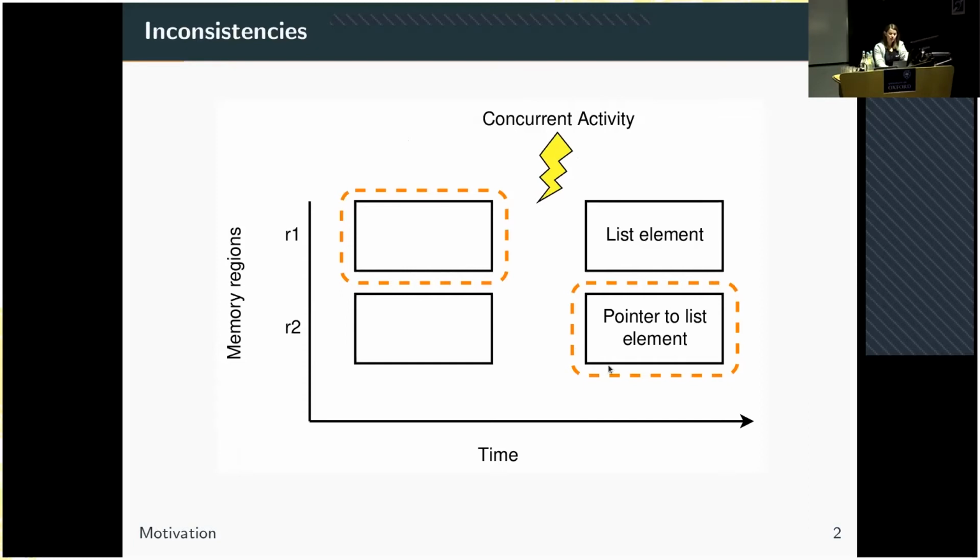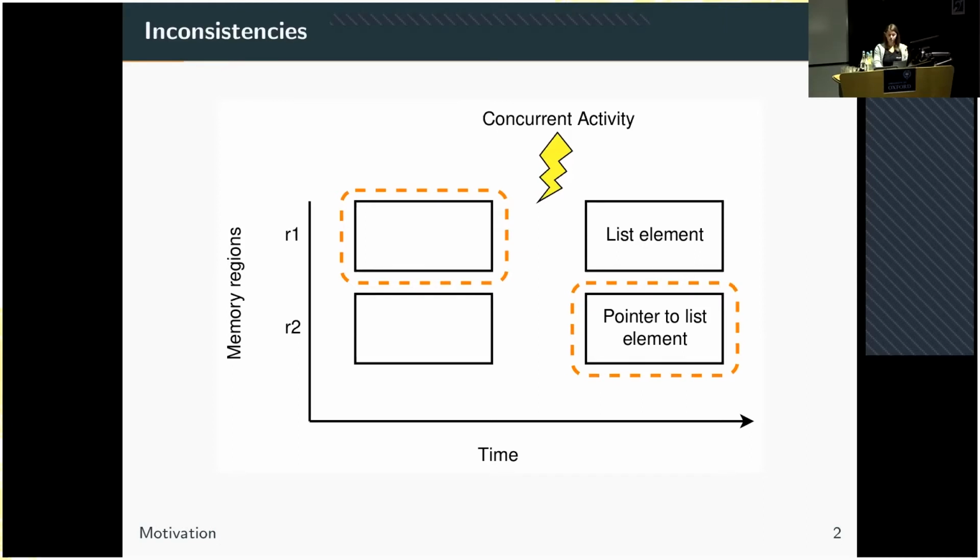And now we acquire the second region that contains the pointer to the list element, and this means that in our memory image, we have an inconsistent state with a next pointer, for example, pointing to a memory region with, well, random memory or something like an older list element. So this is a state that has never existed like this.